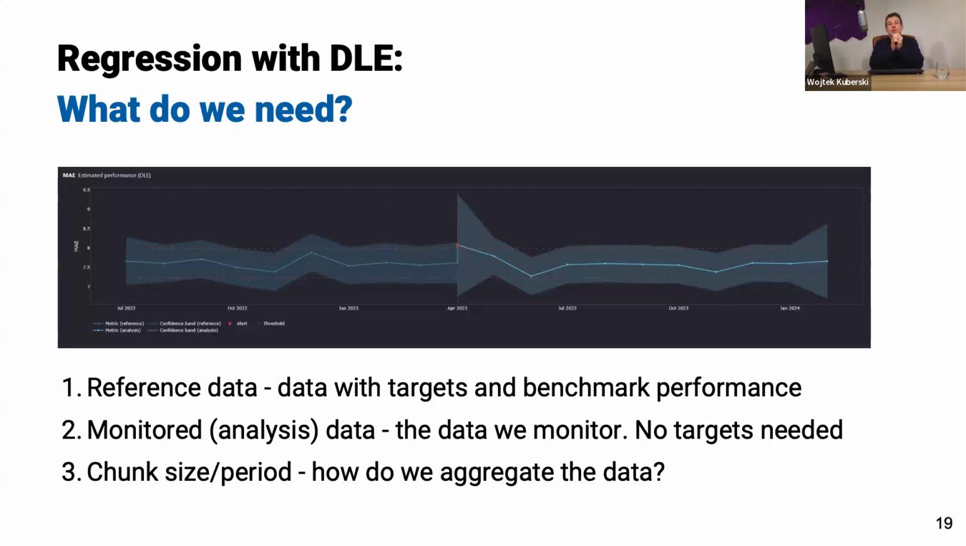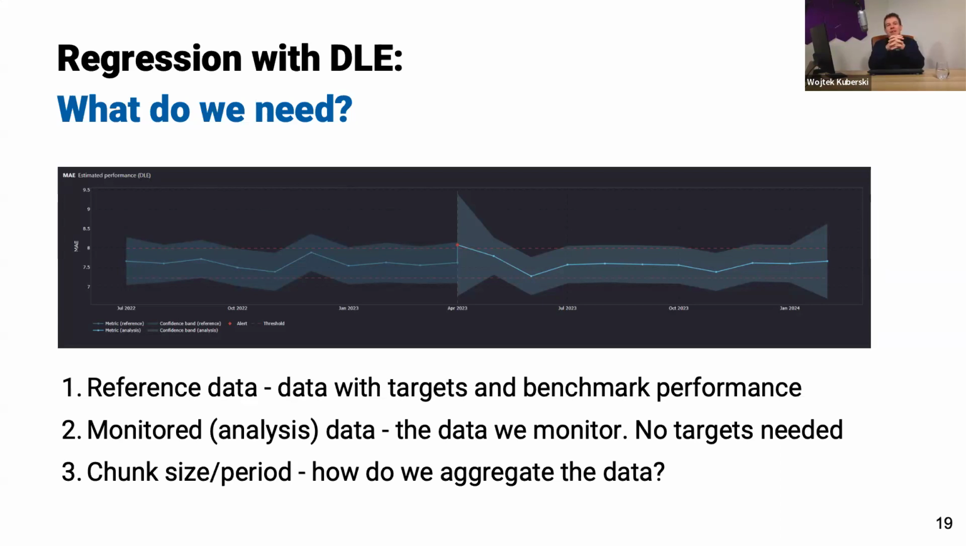What do we need to use DLE? The first thing we need is so-called reference data. Reference data is data for which we do have the targets and we are happy with the performance. So we have performance that we can treat as a benchmark. A typical choice for the reference data is the test set, because this is by definition a data set for which we have the targets, because we were able to actually test the model on that and evaluate the performance. And after we have evaluated the performance, we are happy with it.